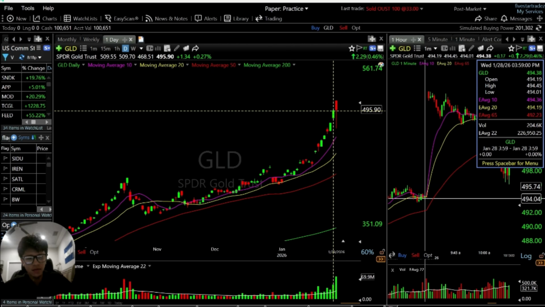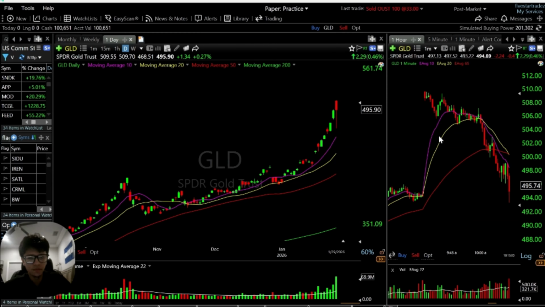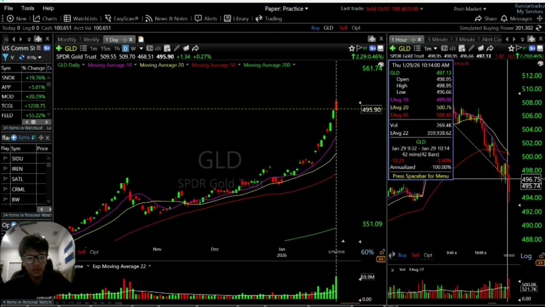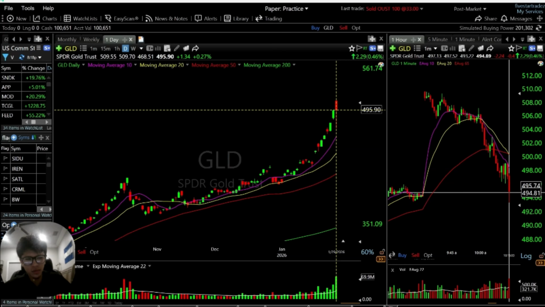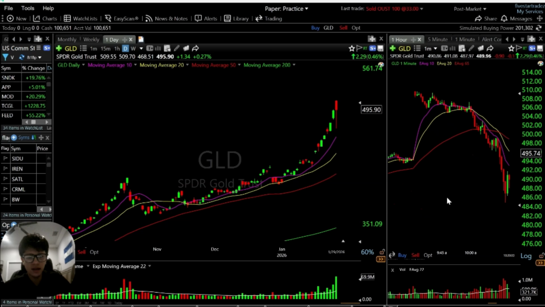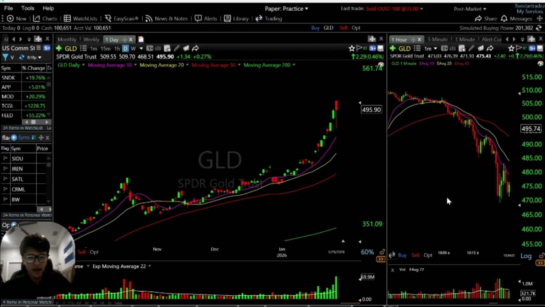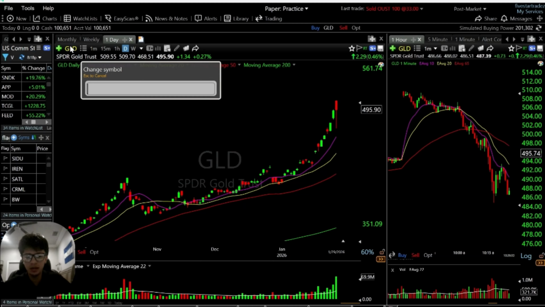I wanted it to break the 494 level again, which was previous day lows. That's what we were looking for. It took a little bit, and then it broke 494, right here on this red wick. So after it broke that previous day low, I got in, and I didn't get in gold, actually. I got in a ticker called GLL.